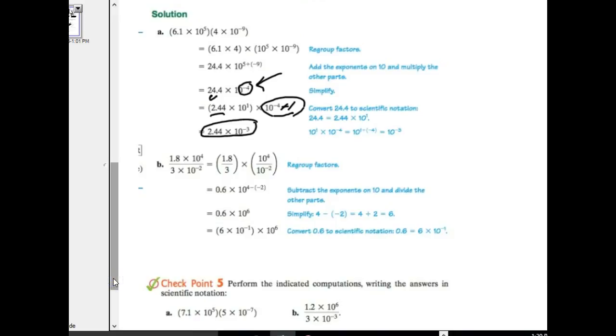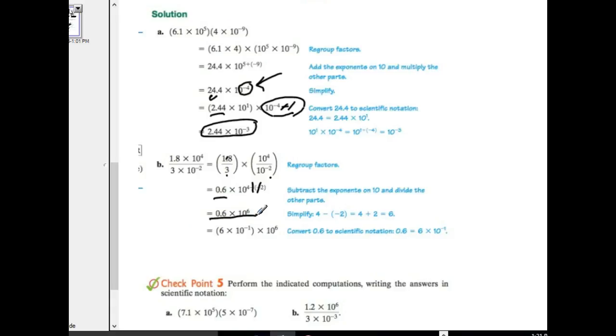In looking at B, this one is a division problem. So what we're going to do is we're going to take the number part, which is the 1.8, and divide that by 3. And that ends up leaving us with the 0.6. And then we take the exponents, and since they're being divided, 10 to the 4th divided by 10 to the minus 2, when you divide, you actually subtract the exponents. So it becomes 4 minus negative 2. And remember, two negatives end up making a positive. So we end up with 0.6 times 10 to the 6th power.